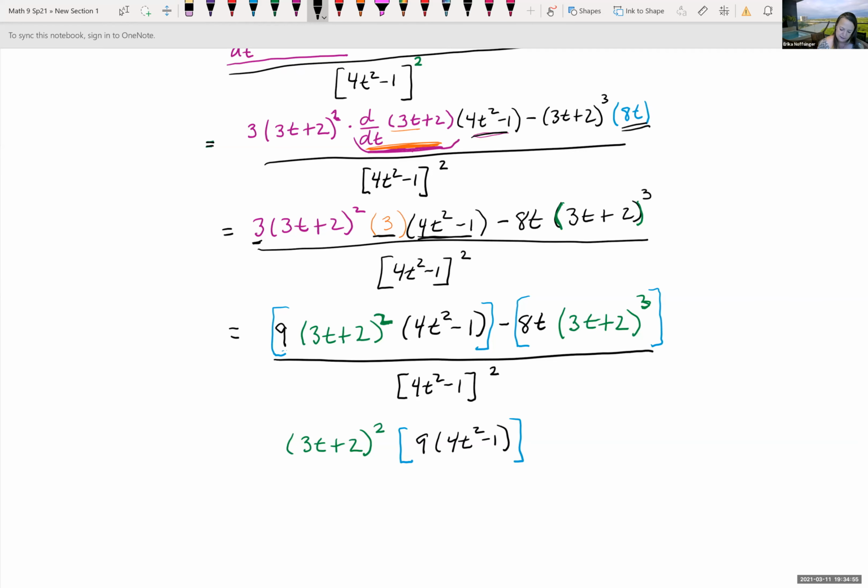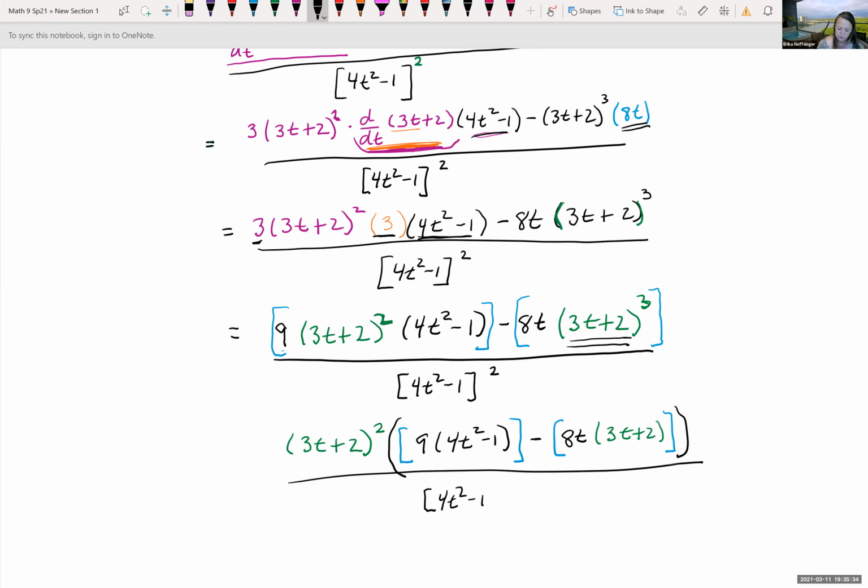And then minus, if I pulled that out of the second grouping here, and I pulled out 2 of these, that means that I'm going to be left with 1 of them. And so I have this minus the second grouping. I'm left with the 8t. And I'm left with 1 of the 3t plus 2s. All over 4t squared minus 1 quantity squared.